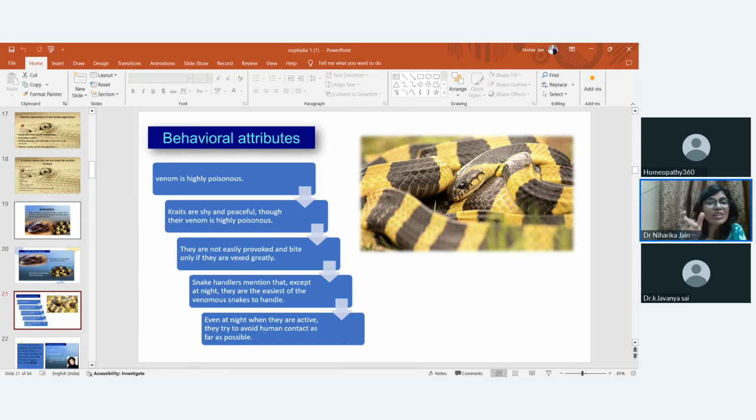So in this kind of study, you understand the remedy also. If the patient belongs to the Bungarus pattern, definitely they are active at night, and in spite of being active, they avoid human contact as far as possible.